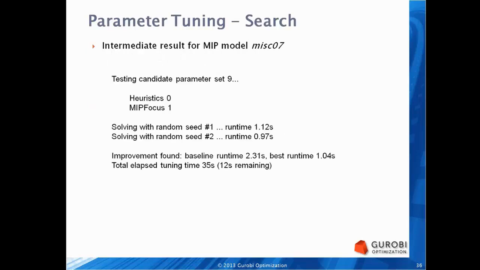Here is a parameter tuning search result, an intermediate result. For example, for the MIP model MISC07, you run it, and it will show it tried parameter set 9, with presolve 0, MIPFocus 1, and it used 2 seeds to solve. One seed takes slightly over 1 second, the second seed slightly less than a second, then you combine them and compare with the baseline, and it's better. Then it will show improvement found, and it will also tell you the total elapsed tuning time and what time remains for the tuning.